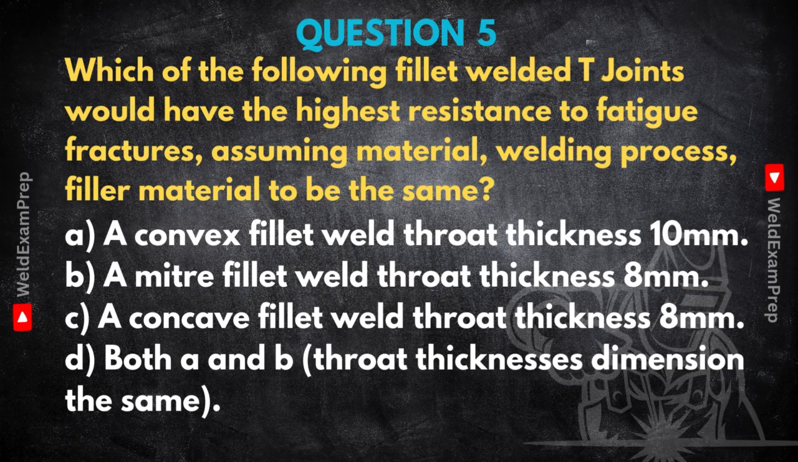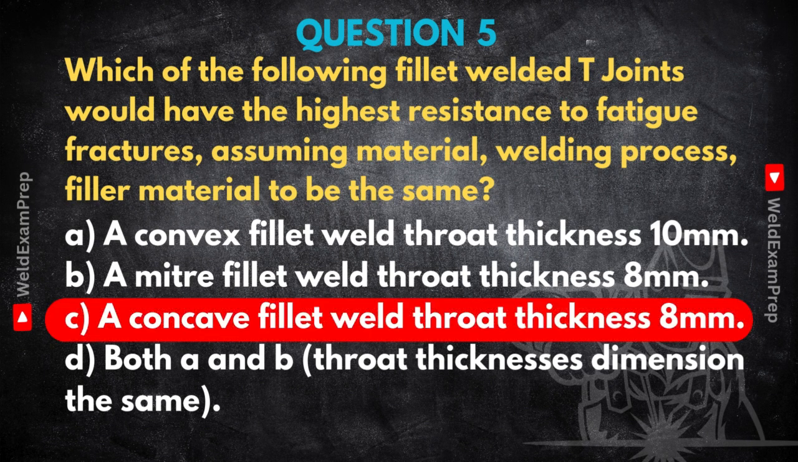So the shape of the weld matters here. How? It matters hugely for fatigue. The answer with the highest resistance is C, a concave fillet weld, throat thickness 8 millimeter. Concave, okay. Why is that better?